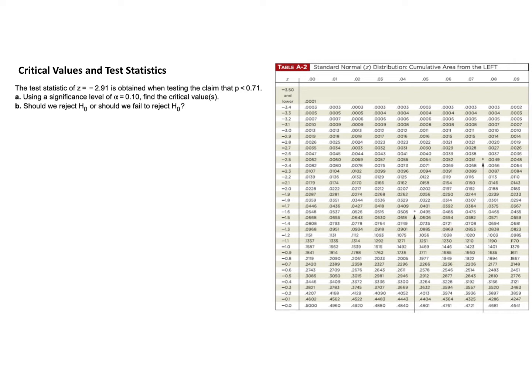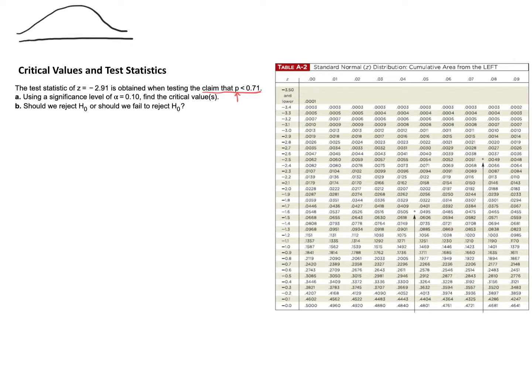And I'm focusing on the normal distribution here because this particular question is asking us to test a claim about a population proportion where that population proportion P is less than 0.71. So anytime you're testing a claim about a population proportion, you're always going to use the normal distribution, which means your critical values are going to be z-scores. So again, critical values are z-scores.